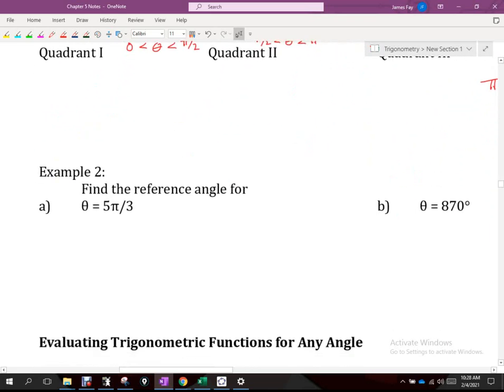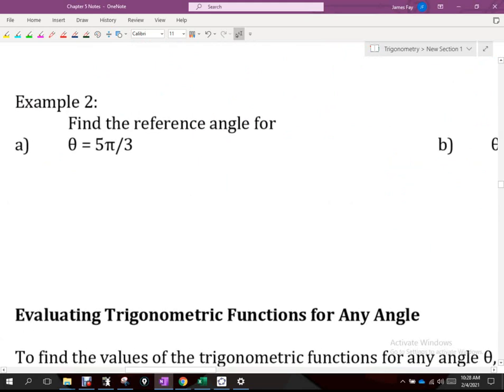So the example says find the reference angle for theta equals 5 pi over 3. Let's do this 2 ways. Let's approach this as a person that does not like dealing with radians. Right now you probably don't know this. Does anybody off the top of their head know how many degrees 5 pi over 3 is? Exactly. In about 2-3 weeks, you'll all be able to rattle that off and tell me exactly that that's 300 degrees.